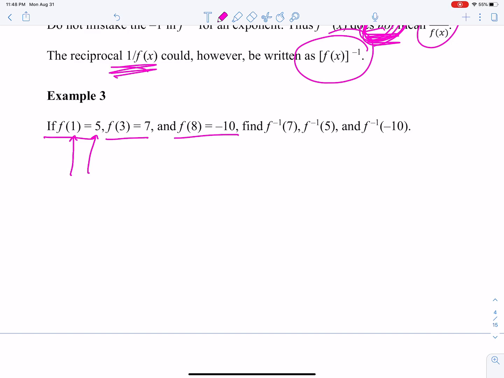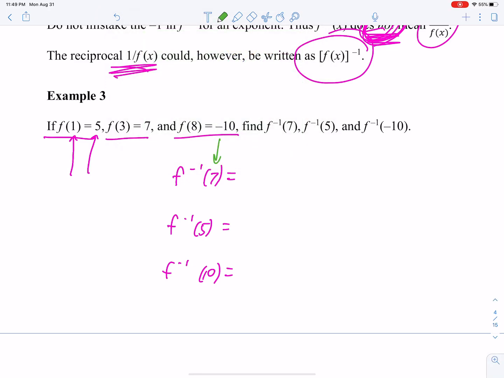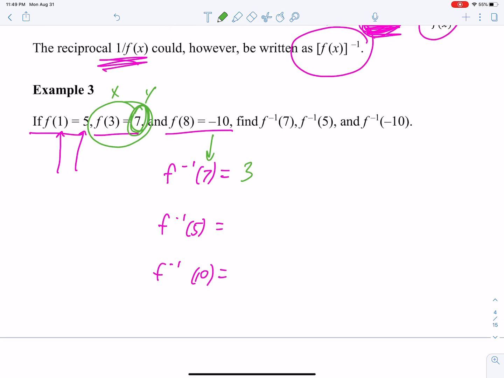So what they want us to find is f inverse of 7, f inverse of 5, and f inverse of -10. Okay, so in other words, for an output, a y value of 7, what would the input be? Well, you look up here, right? Y value of 7 yields an x value of 3. So there we go. F inverse of 7 equals 3. Okay, so based on that information, we can easily do the rest.